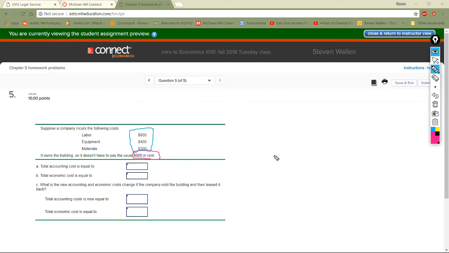So let's go ahead and take a look and see what we have here. Total accounting cost is here. These will end up in the books. Labor, equipment, and materials, those all end up in the books. 800, 400, 300, that's going to be 1,500. Total economic, though, is what? Well, as far as what we're economically using, it's the resources of what we're paying out and the resources that we own that could be rented out to someone else or used for a different purpose, okay? So then I'd want to add that 900 in there, so it'd be 2,400.